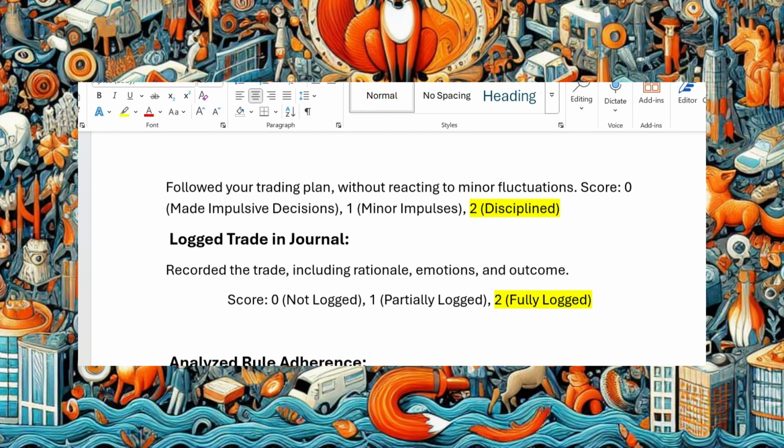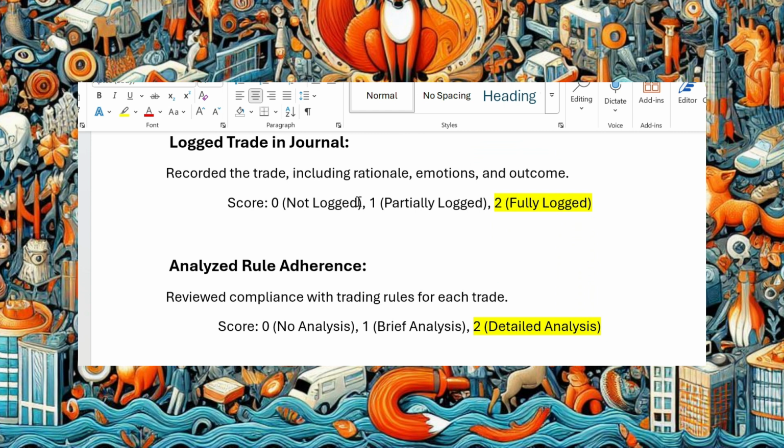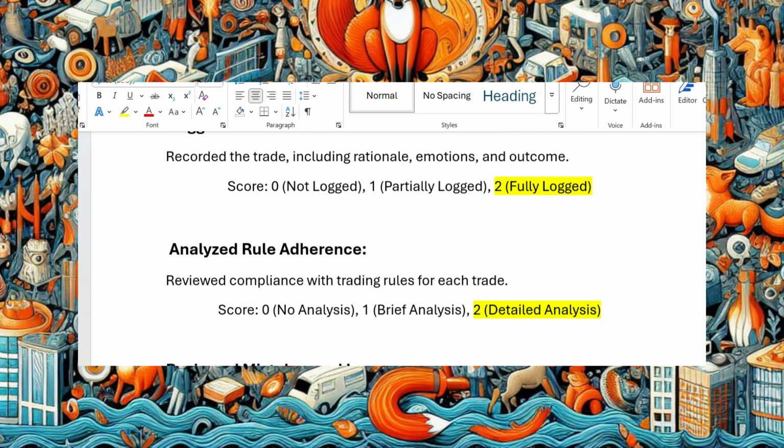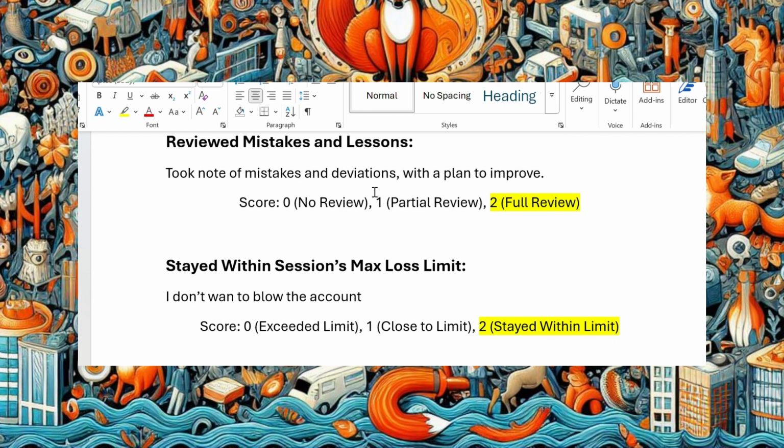Log my trading journal. That's what I'm doing now. Recorded the trade, included rationale, emotions, and outcomes. Analyzed rule adherence. Reviewed compliance with trading rules for each trade. Detailed analysis, and that's what I'm doing right now. Reviewed mistakes and lessons. Took notes of mistakes and deviations with a plan to improve.